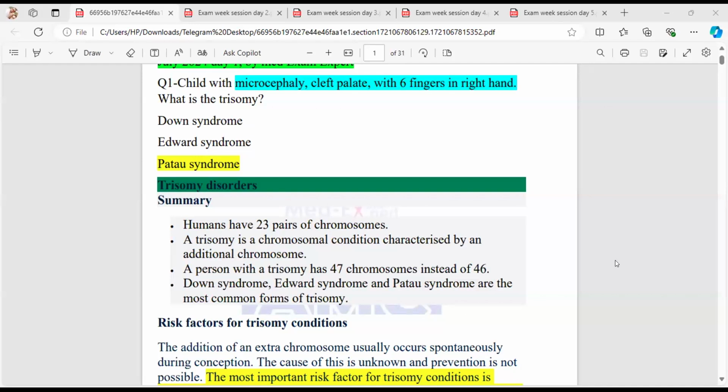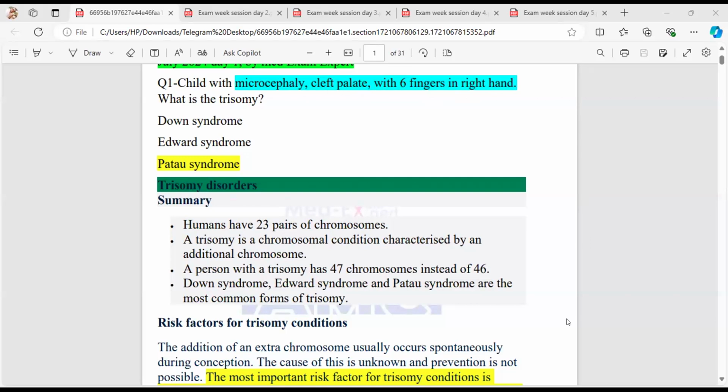If I read the options, such as Down syndrome, Edward syndrome, Patau syndrome, it means this question is related to trisomy disorders. Now when I read the question, I find these three key points: microcephaly, cleft palate, and six fingers in the right hand. These three things are most common in which trisomy disorder, Down syndrome, Edward syndrome, or Patau syndrome? Now let's read them all, because we don't know what the right answer is.